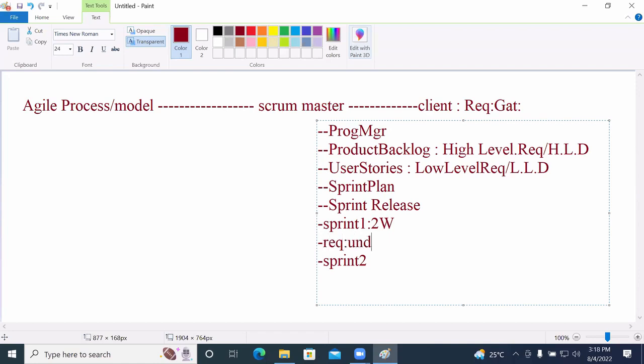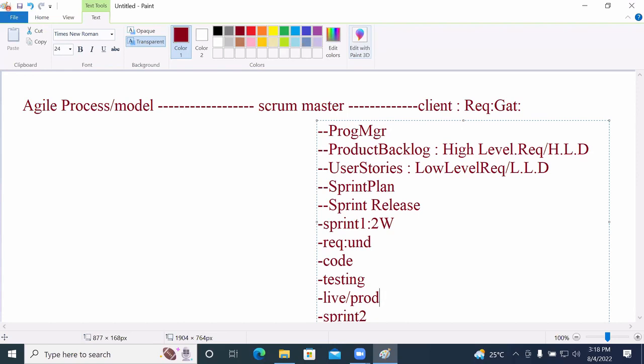First is requirements understanding. After that, coding. The developer will take care of the coding activity. After that, testing. After that, live environment or production. So you consider requirement understanding, then coding, then testing, and then live environment or production.